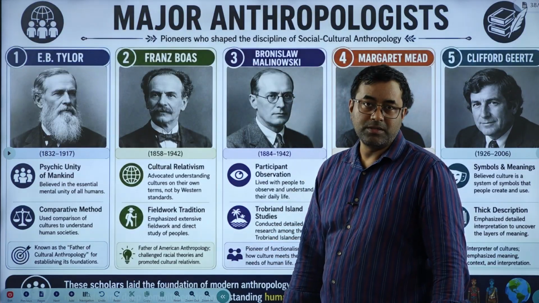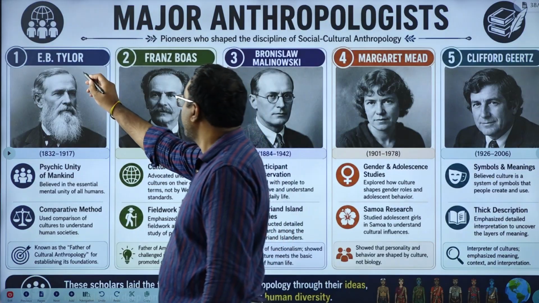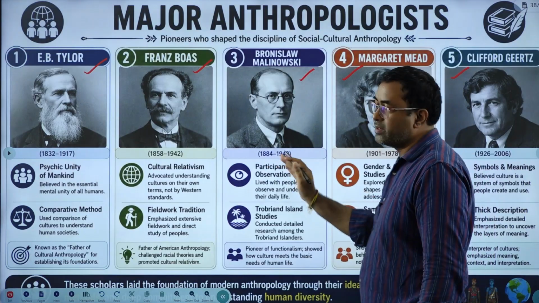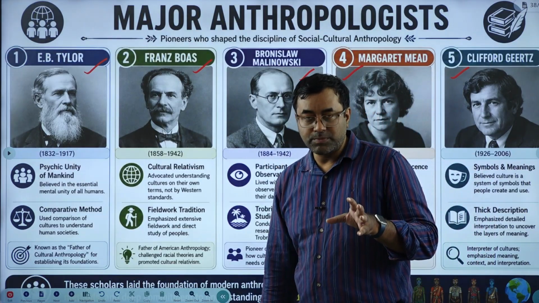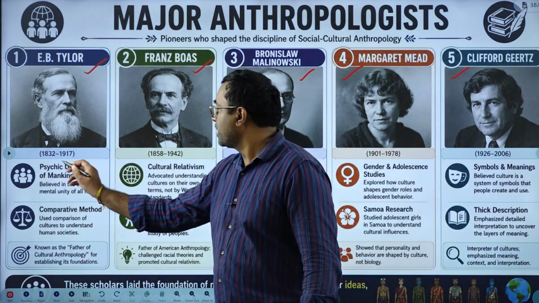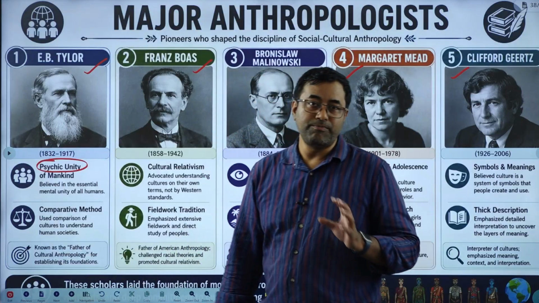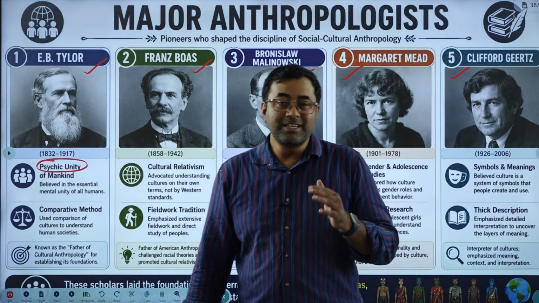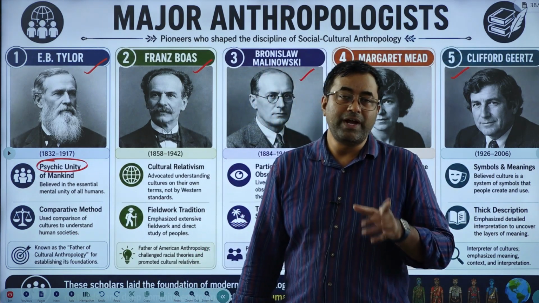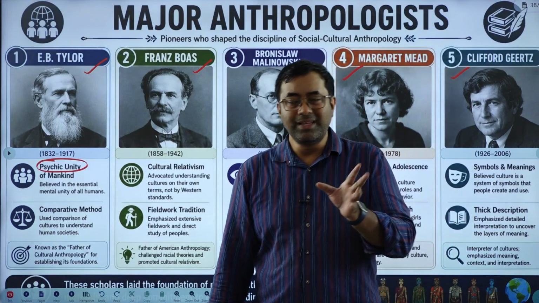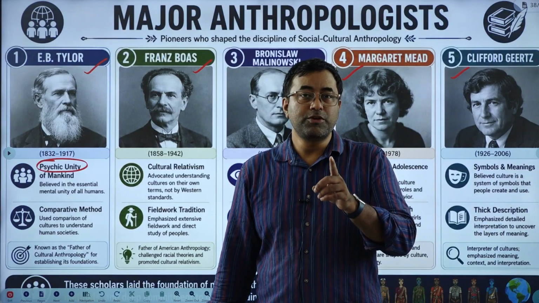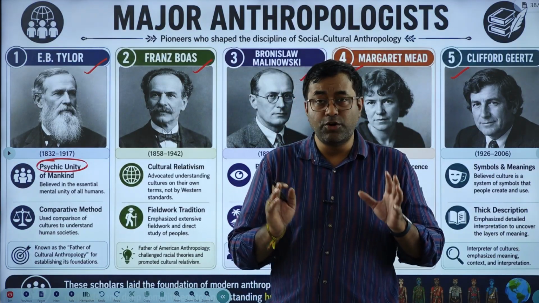Next, major anthropologists. Here you can remember E.B. Tylor, Franz Boas, Malinowski, Margaret Mead, Clifford Geertz. Every person has a distinct style with respect to their contribution to anthropology. For example, E.B. Tylor introduced a concept called the psychic unity of mankind, in which people think in a similar way. In every society you go to, you will find marriage, family, kinship. All these are found in different societies, so humans are thinking in a similar way. That is the opinion of E.B. Tylor.